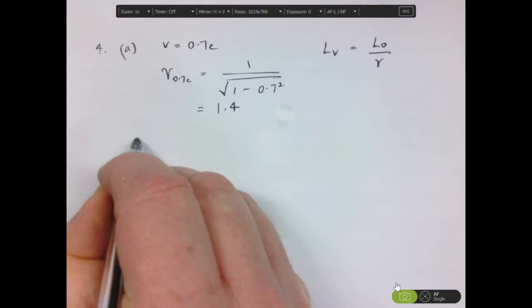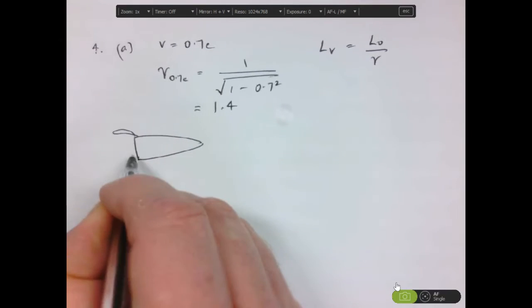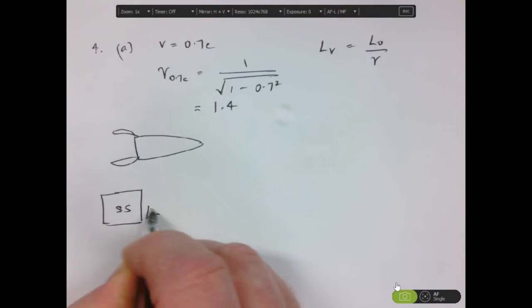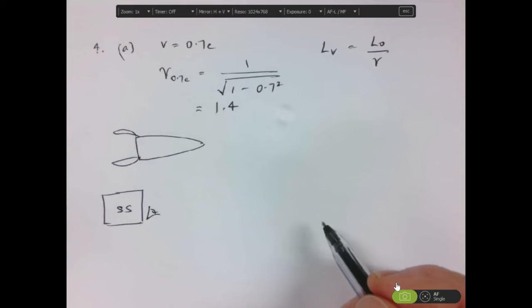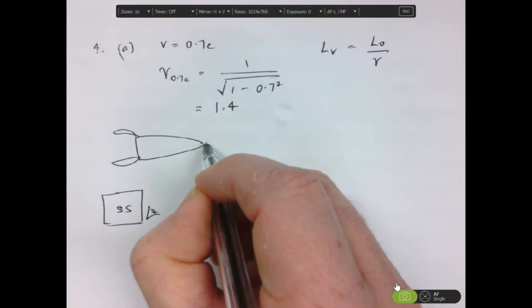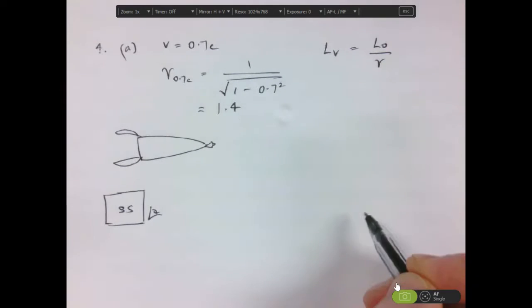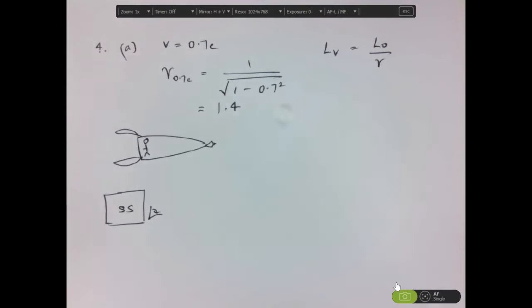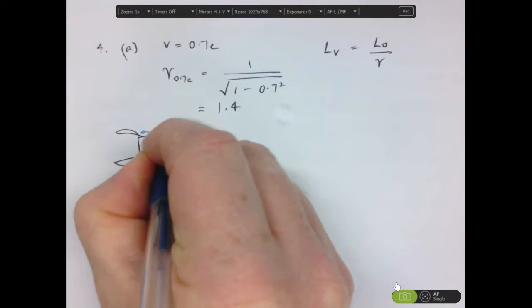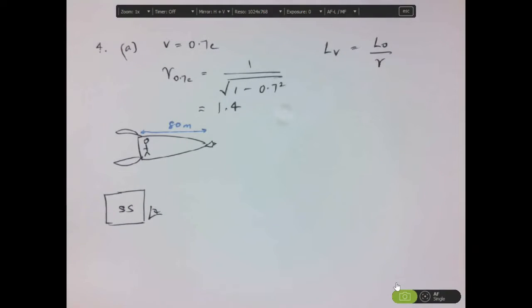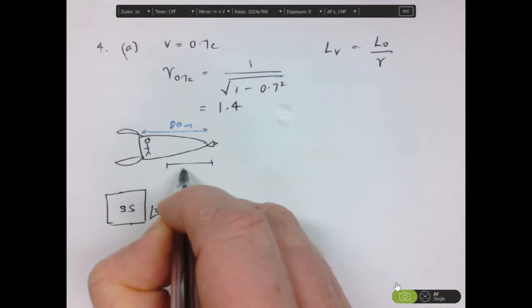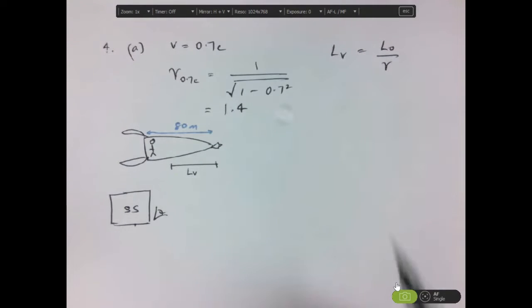So here we have our spacecraft. Let's put it there. And here is our space station, and you are observing that space station there. And apparently there is a radio receiver on the nose, so I'll put that there as well. If you're on the spacecraft, you observe the proper length of this craft as being 80 meters. But because you consider yourself stationary on the space station, you see this length here as being contracted.